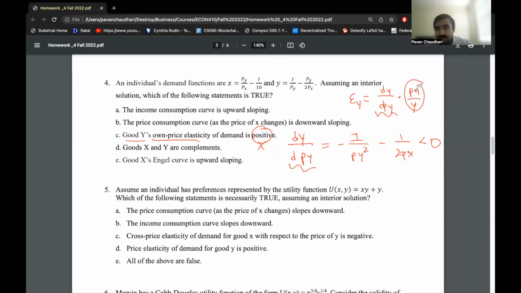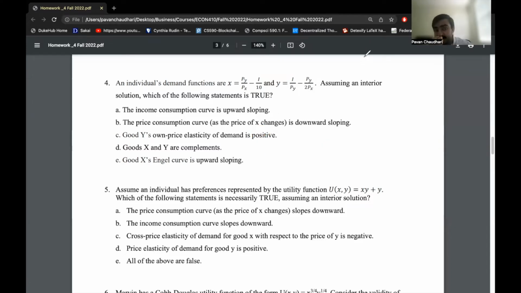And so why would we just look at this piece? What about this piece? Well, think about py, it's always positive. The y is also always positive. So this whole fraction must be positive. A positive number is never going to change the sign. So we often say the derivative underlying the elasticity will determine the sign. And so here we only have to look at the derivative. And it's not positive here. It's actually negative.